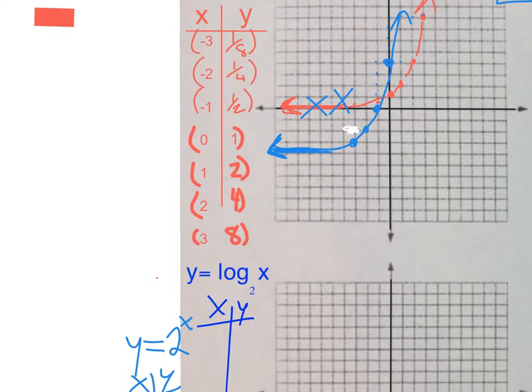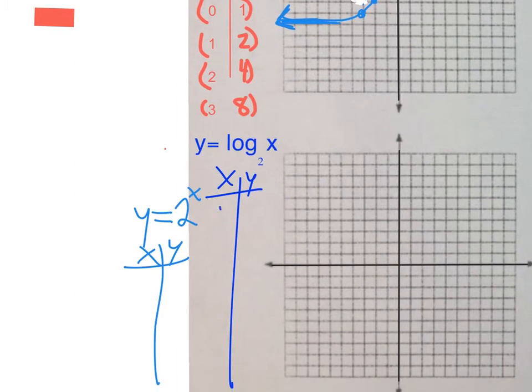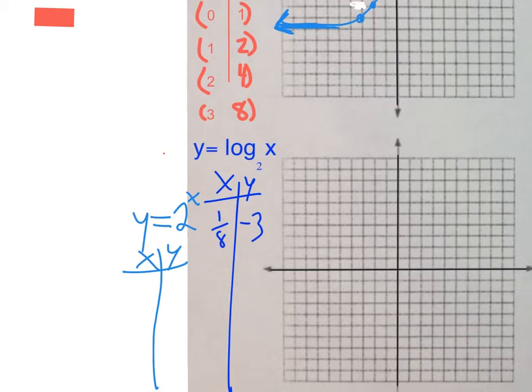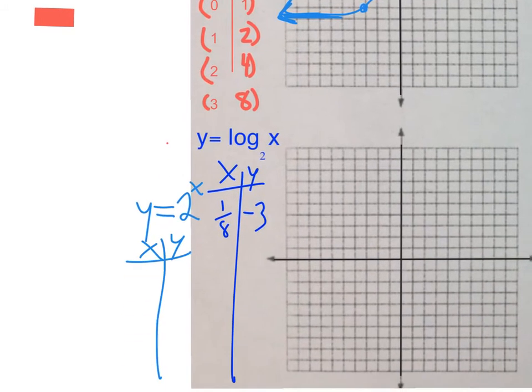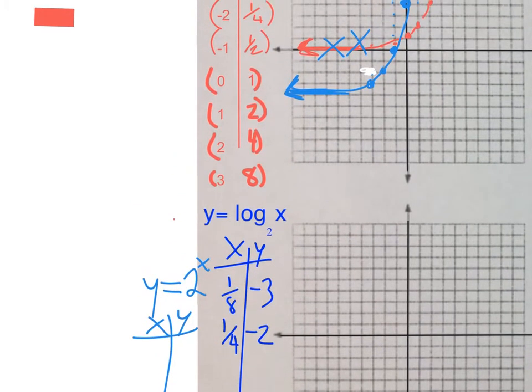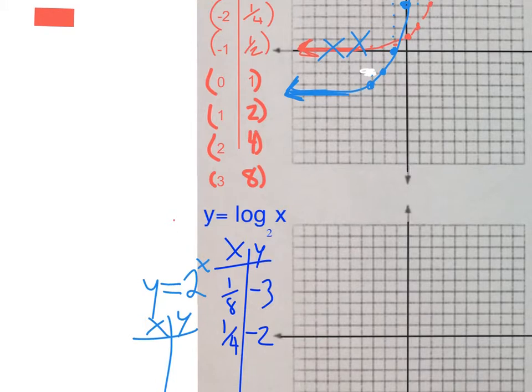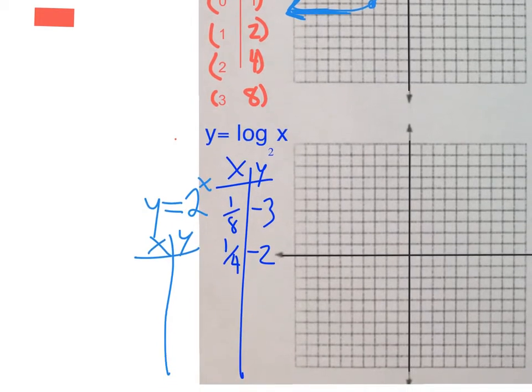And the first coordinate is -3 and 1/8. So I'm going to write it down as 1/8 and -3. Okay, let me go to the second coordinate. That's -2 and 1/4. I'm going to switch them and say 1/4 and -2. Okay, let's go back up here and let's take the next coordinate, which is -1 and 1/2, and switch it to 1/2 and -1.